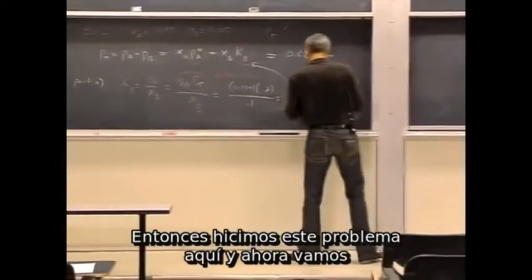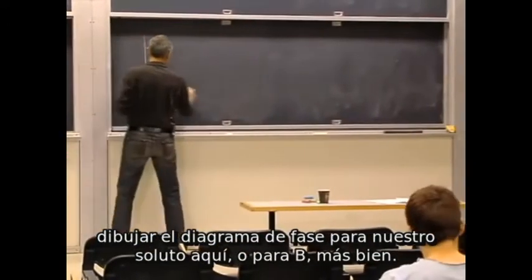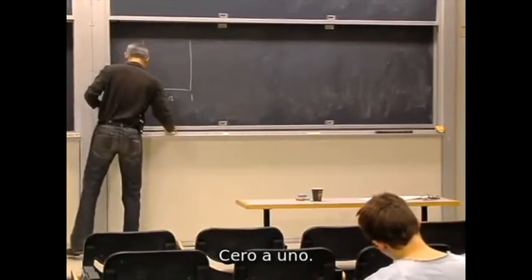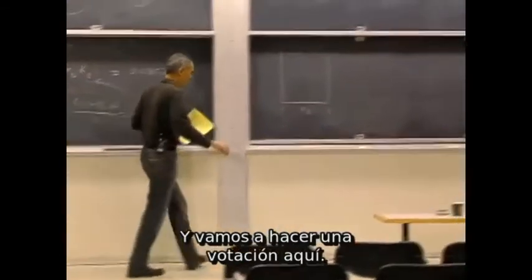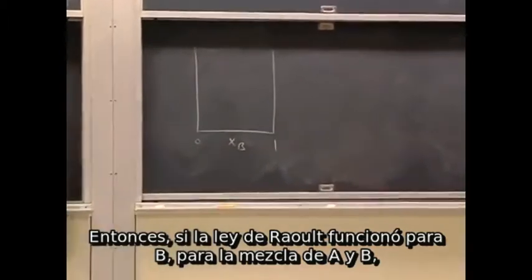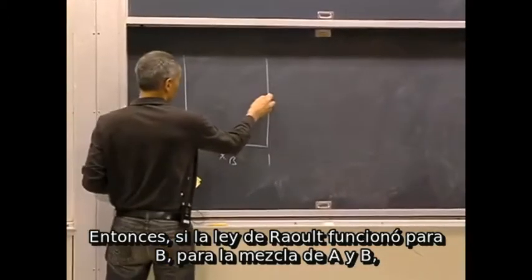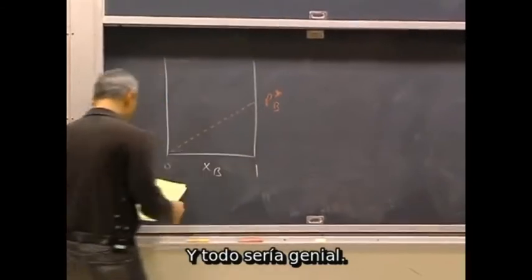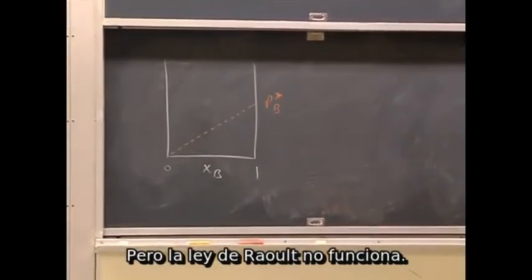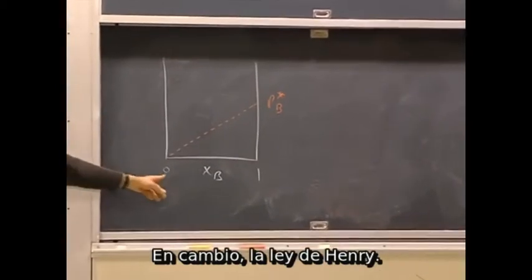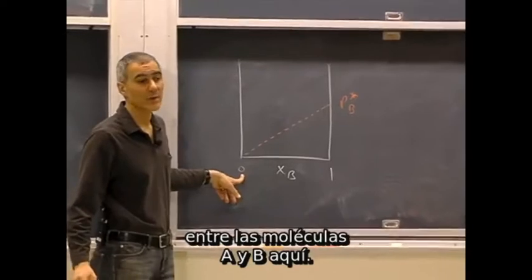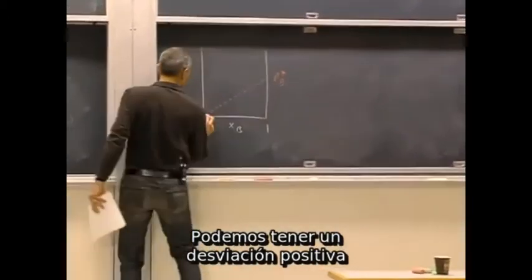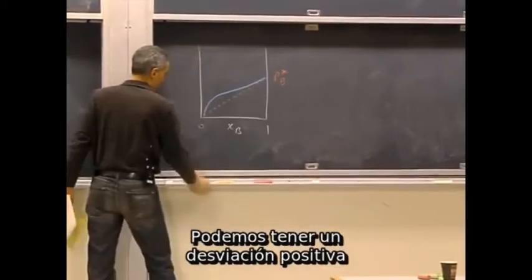All right, so we did this problem here, and now let's draw the phase diagram for our solute, B, from 0 to 1. And I'm going to take a vote here. If Raoult's law worked for B, for the mixture of A and B, then we would have PB star here, and everything would be great. But Raoult's law doesn't work close to a molar fraction of 0. Instead, with Henry's law, there's a deviation due to the interactions between the molecules A and B. So we have two choices for the deviation. We can have a positive deviation, or we can have a negative deviation.